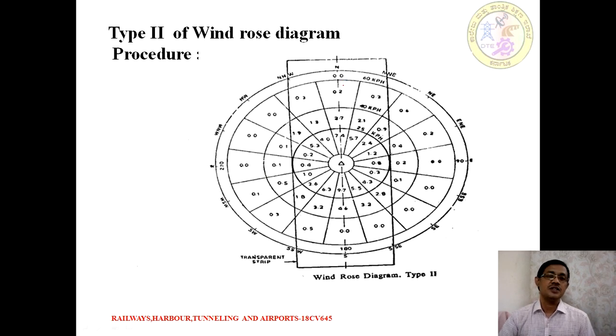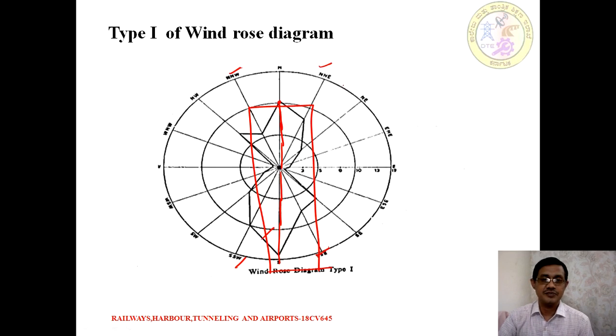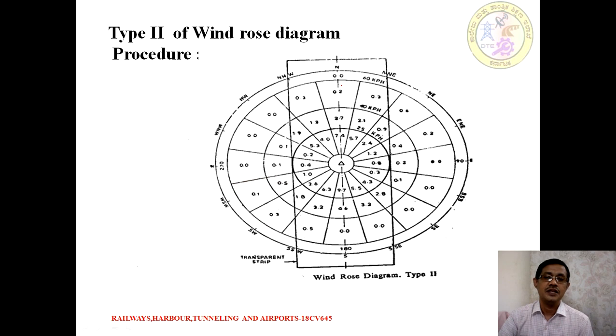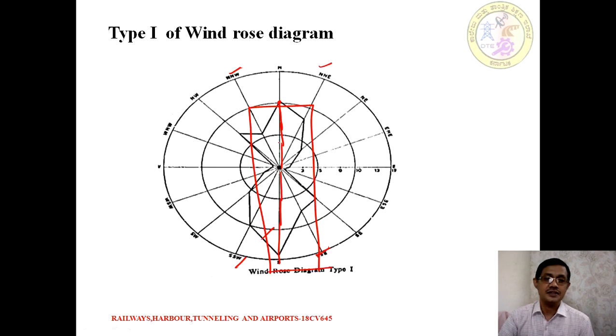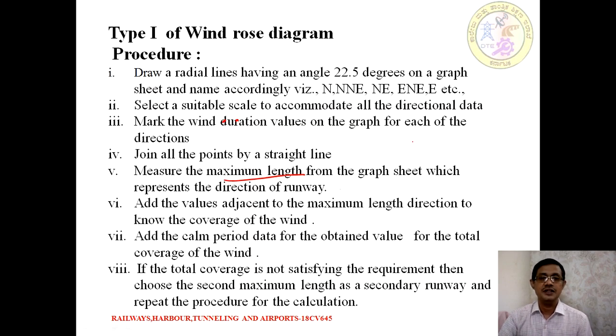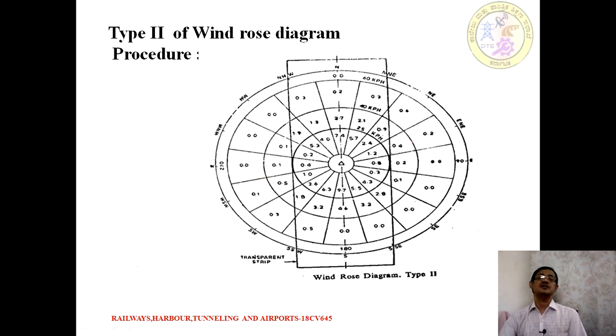Next is going to be the type 2 of Windrose diagram. So just observe the difference between the diagram of type 1 and type 2. Here only the direction and duration are measured, whereas in type 2, intensity is also measured. The construction is similar with respect to directions, that is, making the sectors.